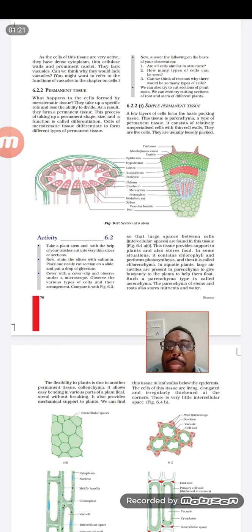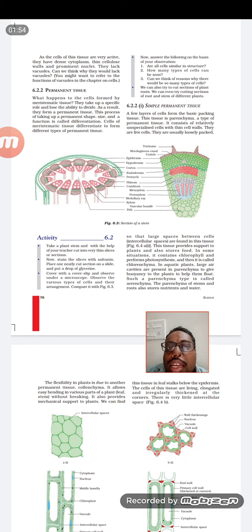And the simple permanent tissues have different functions. In some cases the simple permanent tissues have cells within the cell wall. They are living cells, and they are usually loosely packed. These are the main characteristics. That means they are living and they are loosely packed. Since they have space in between, apart from protection they can further do some other functions.